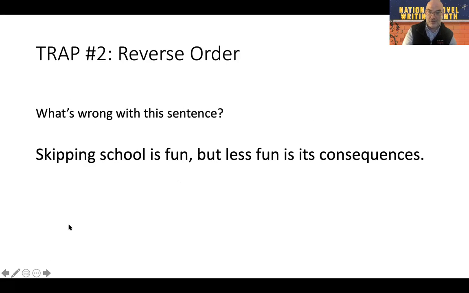So this is a little more complex here. What's wrong with this sentence? "Skipping school is fun, but less fun is its consequences." Well, we have a compound sentence here, right? We've got two independent clauses. "Skipping school is fun" is one independent clause. And then we've got the second independent clause: "less fun is its consequences."